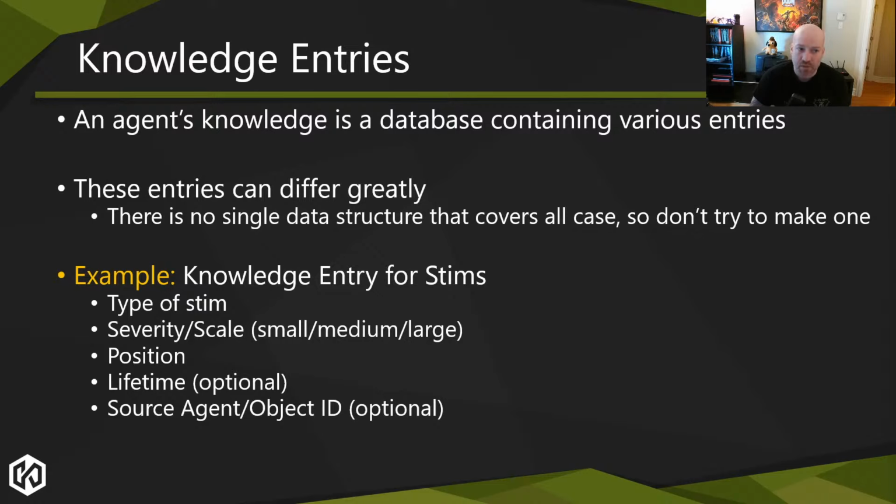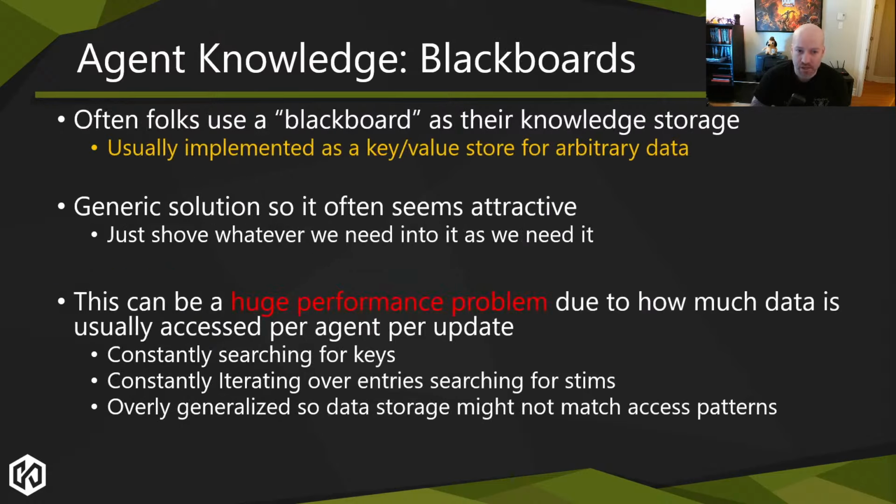Now, the very common approach for this, for representing agent knowledge, is a blackboard. A blackboard is simply a key value store with arbitrary data. And it's a completely generic solution. So, put whatever I want in there, becomes fundamentally a giant garbage dump of things. And generally it becomes a giant performance headache as well.